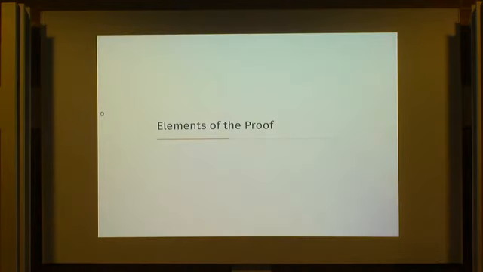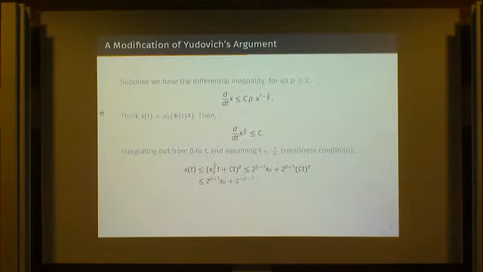Right. So let's look at some elements of the proof, and I think this might be somewhat exciting to all of you. Okay. So let's just forget that we're dealing with measures, and let's just do some standard ODE stuff. Suppose we have the differential inequality that for all p greater than 2, the derivative of x is bounded by p times x to the 1 minus 1 over p. You should really think of x as the measure evolution, but this is really an ODE result.